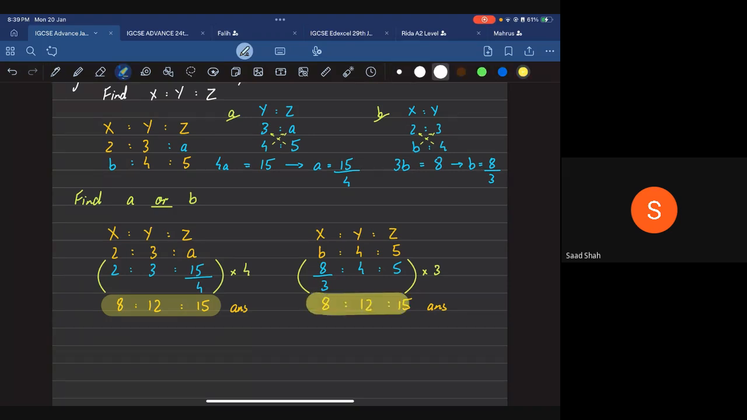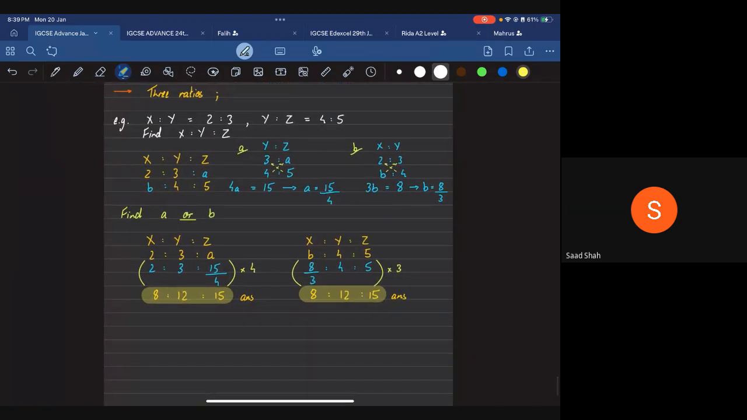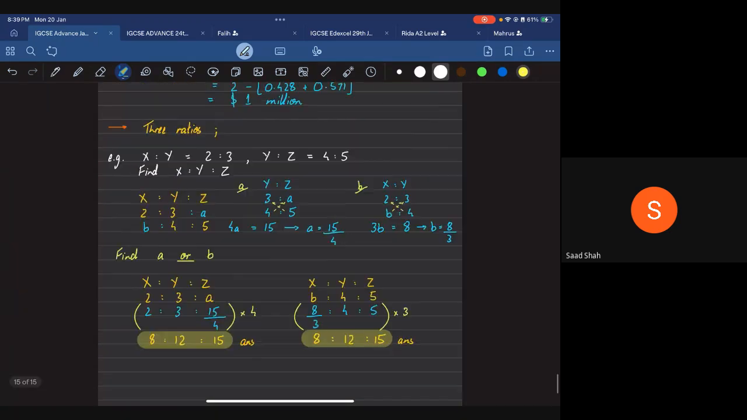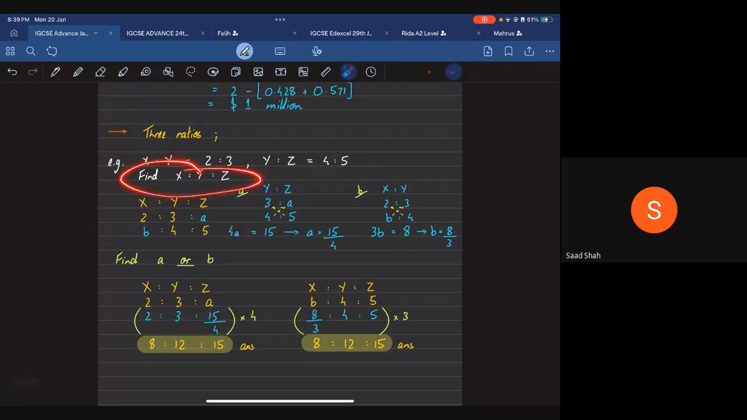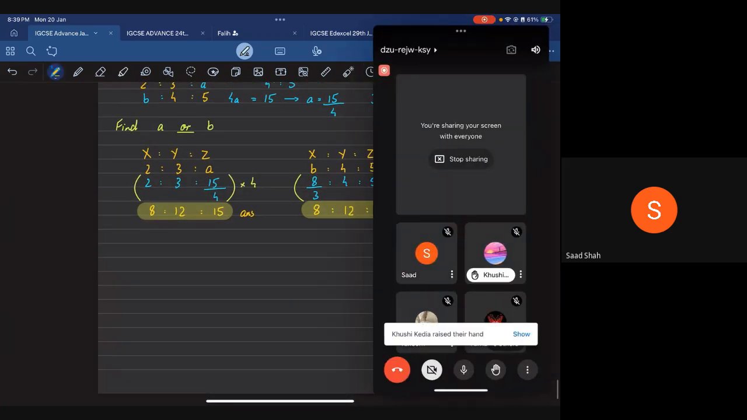And the reason for that is regardless of whether you solve for A or B, you're supposed to get the same answer whenever you're trying to solve for 3 ratios, given that one ratio was concealed from you. Clear? Now, few things that we know from this. Someone's got their hand up. Yes, Kushi?